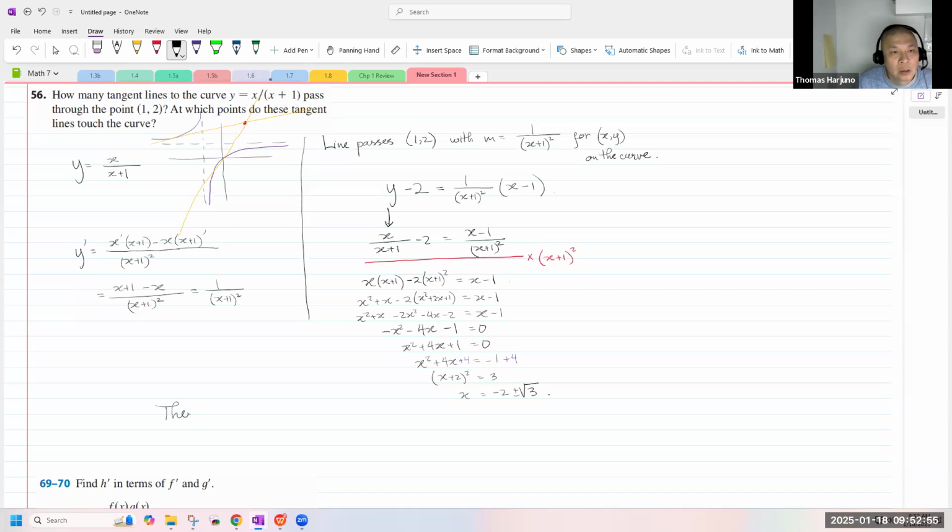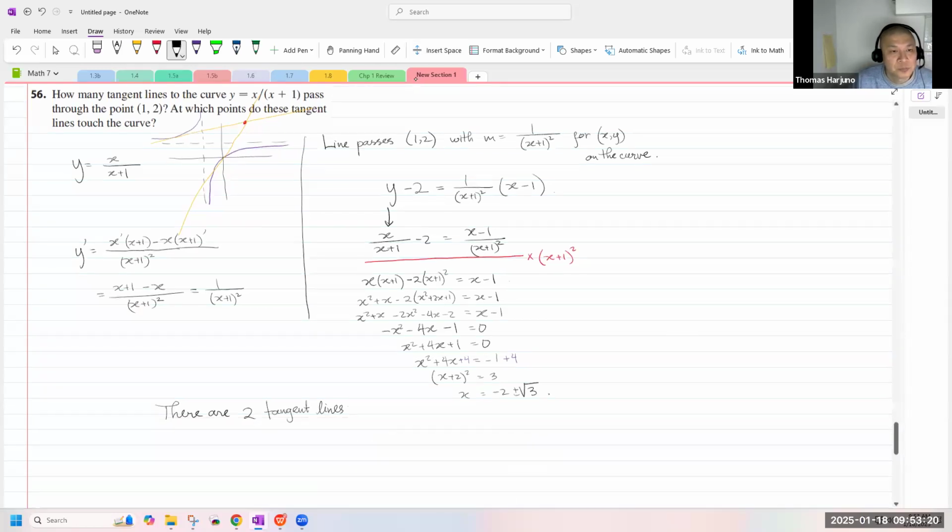So from here, we can answer the first question. There are 2 points. How many tangent lines? 2 tangent lines, as we expect. At which points do these tangent lines touch the curve? We already have the x's. We need to find the y, right? Okay, let me give myself more space.